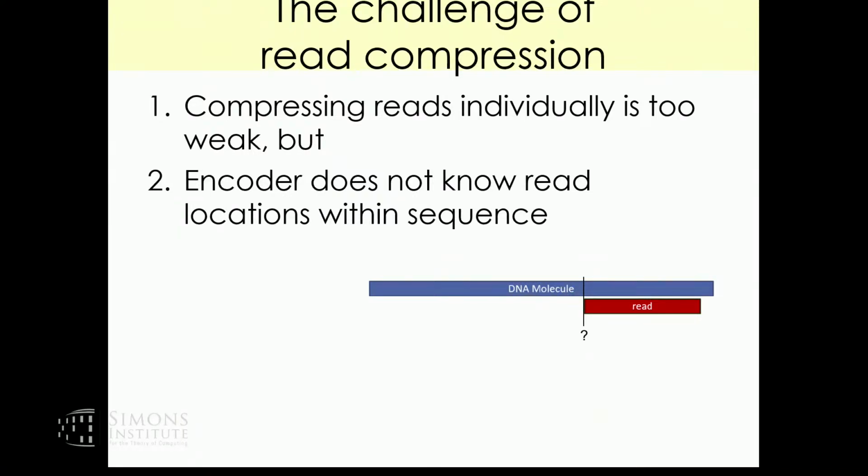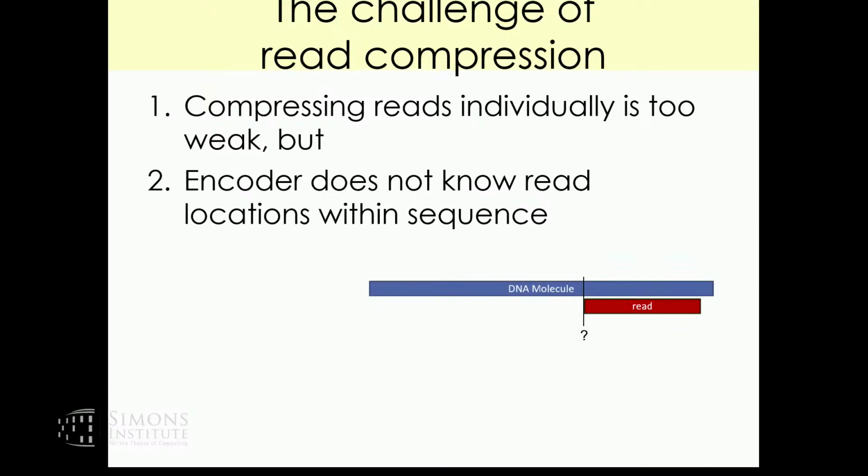Okay, so why do these reads make our life hard for compression? We cannot compress them individually. It's not efficient to compress short sequences. And also, we don't get any information like context of those reads from the sequencing machine to place them over the long sequence.